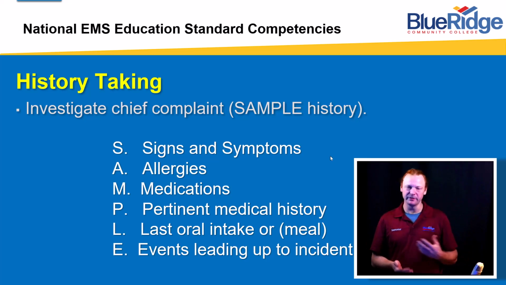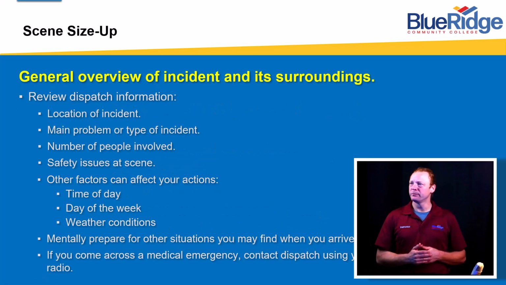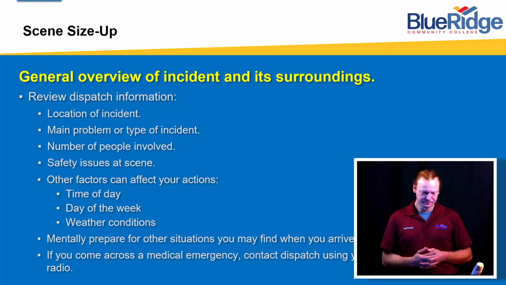And then also the events leading up to the incident. This can be very easily phrased as, what were you doing right before you started feeling sick? And if they say, I was driving my car, texting my friend, well, that's probably why they wrecked their car. So we always want to review our dispatch information. If you're responding to a call with a partner, that's on the way to the call. It's a really good time to go back and forth with each other and develop a plan with each other, how you're going to approach the incident.